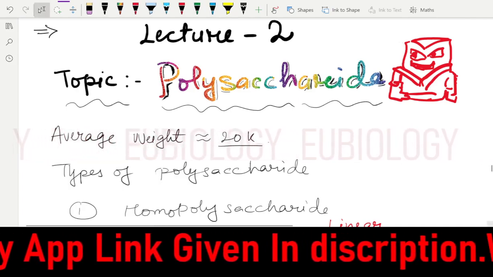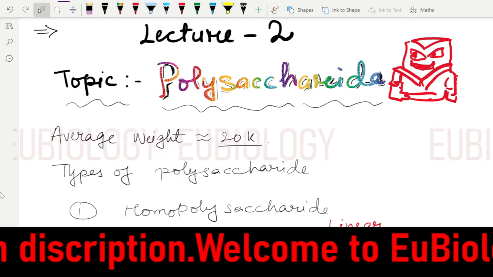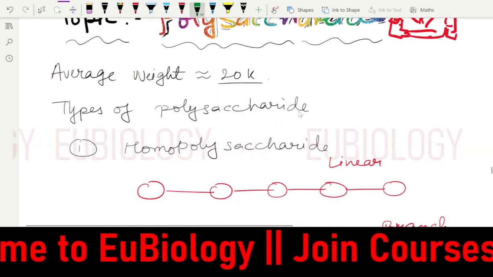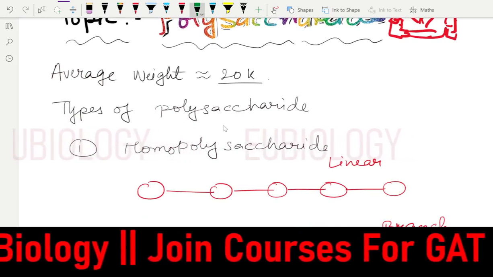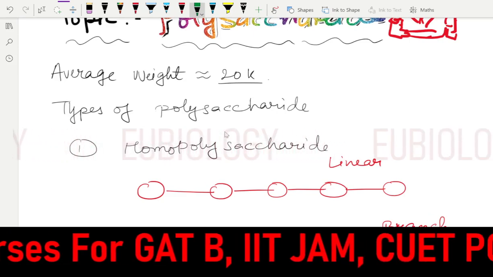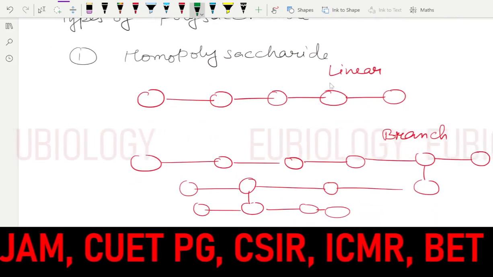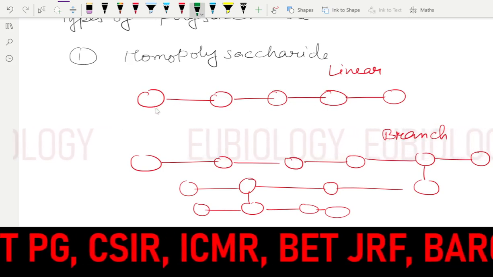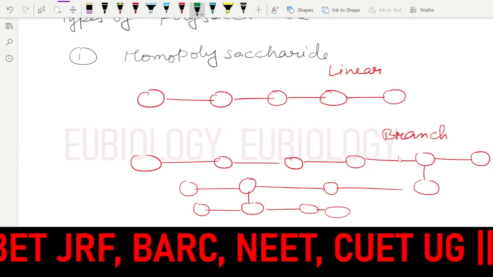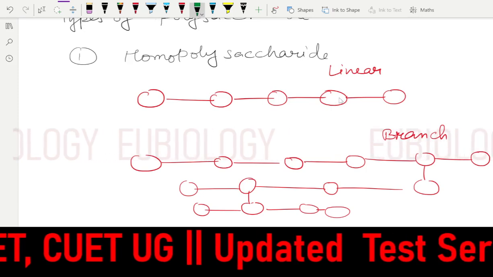Average weight of the polysaccharide is around how much? It is around 20 kilo. Okay, 20,000 kilodaltons. So there are two types of polysaccharide you can see. Homopolysaccharide: in homopolysaccharide there will be two types, linear or branched. In homopolysaccharide one single type of unit is attached either in a linear manner or in a branched manner. So you can see this is a homopolysaccharide.